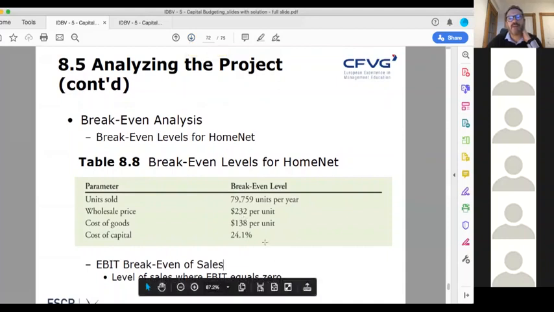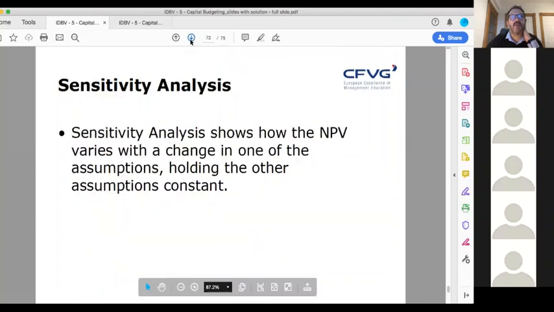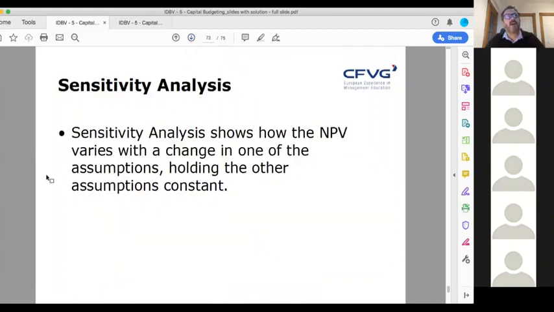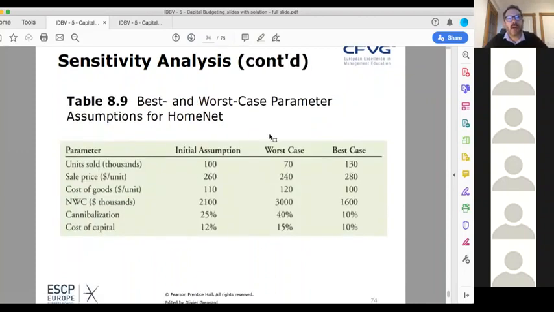Certainly, you can sophisticate the formula in your Excel, so it goes automatically, but I don't have the time to see that. And so that brings me to what is important also for you to know. It's what we call the sensitivity analysis, okay? It shows how the NPV varies with a change in one of the assumptions, holding others constant. So it's a sort of break-even point that goes further, okay?